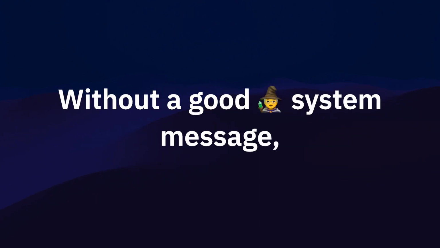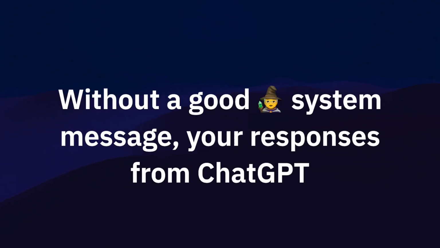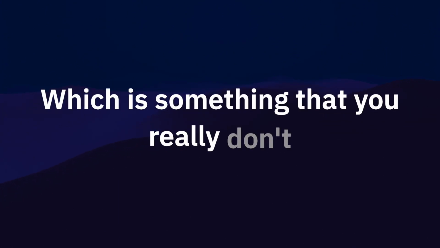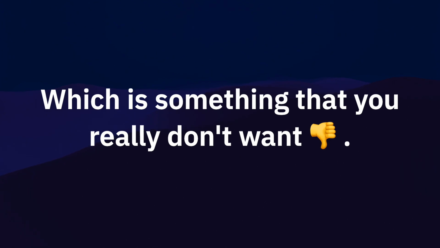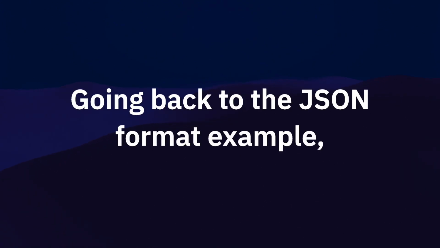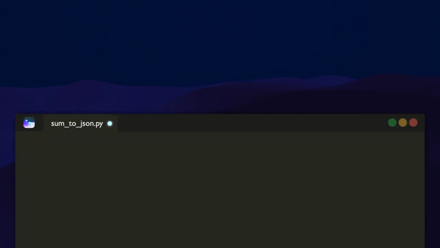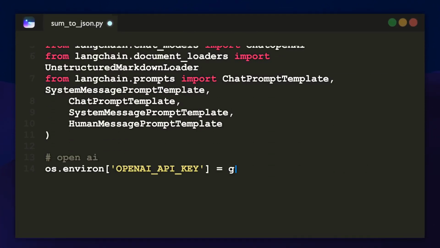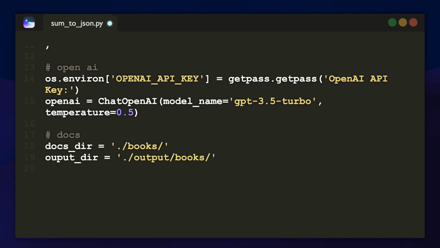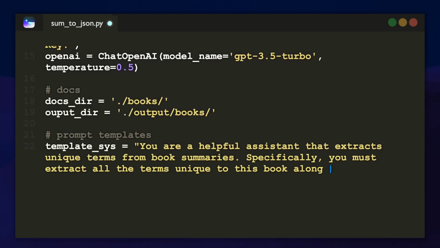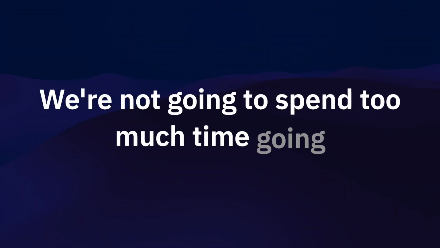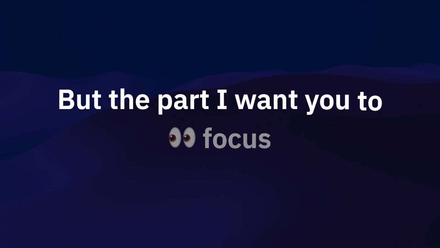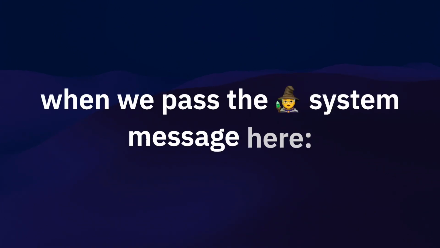Now, without a good system message, there's a good chance that your responses from ChatGPT are going to vary quite dramatically from one instance to the next, which is something that you really don't want when it comes to automated interaction. Now, going back to the JSON format example, this is what our script would look like. We're not going to spend too much time going through the details here. The code is going to be linked in the description, but the part I want you to focus on is when we pass the system message here.